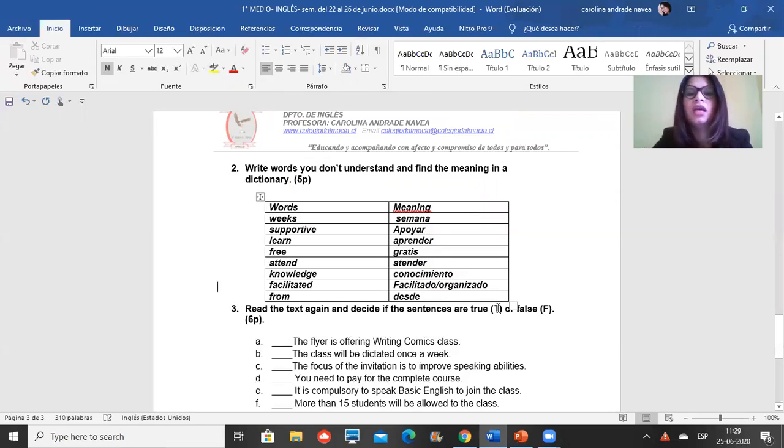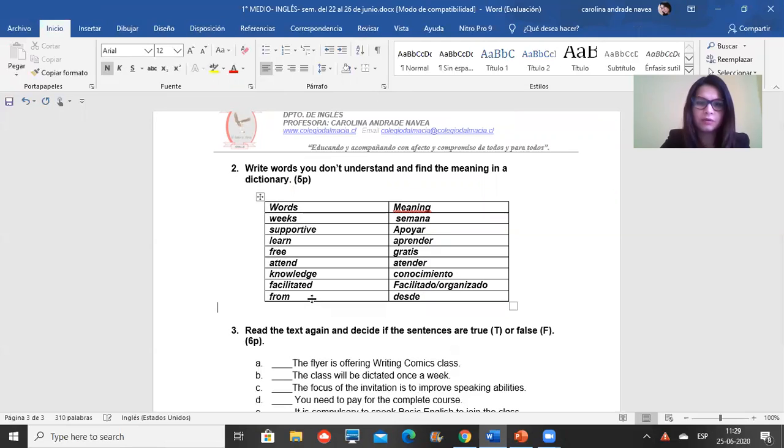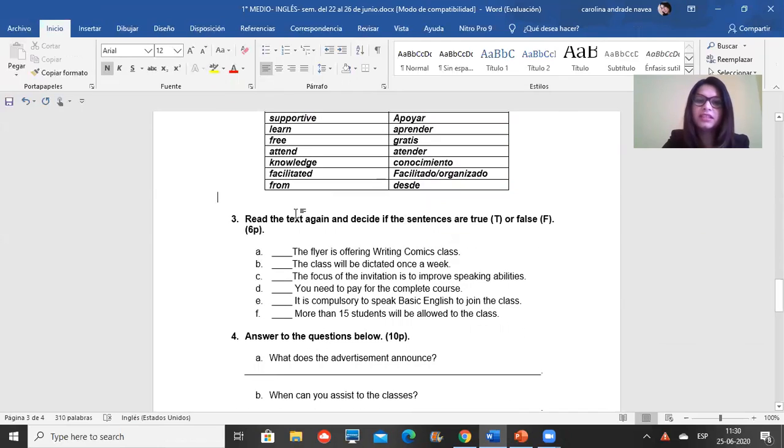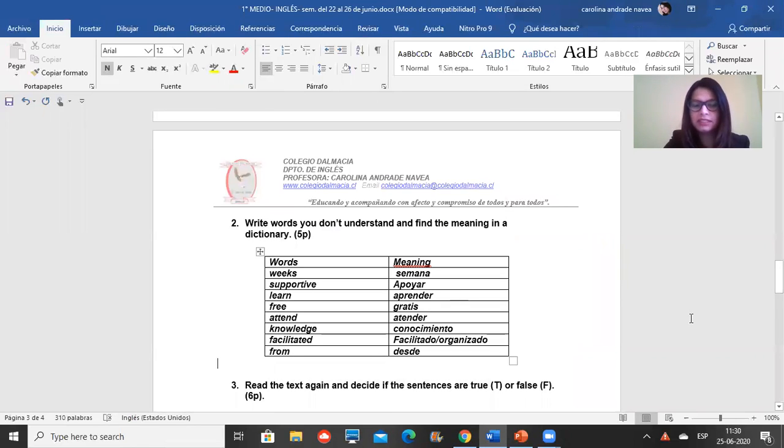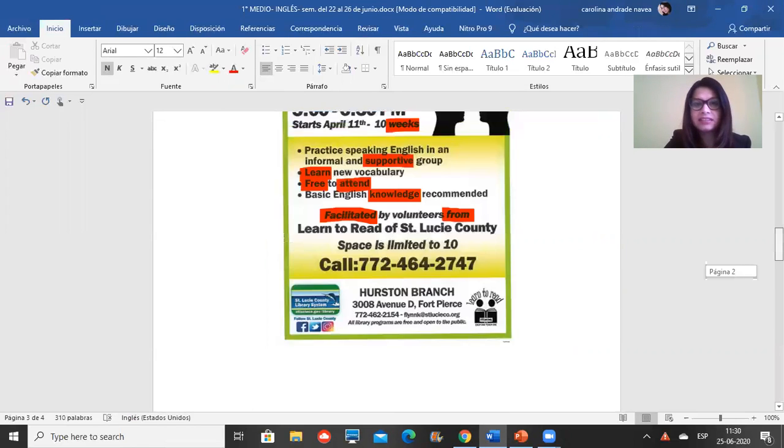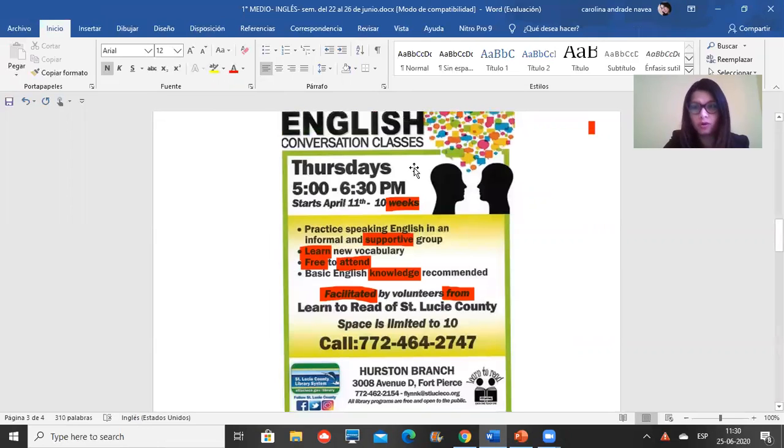Okay, all right, guys. So now we are going to activity number 3. We have to read the text again and decide if the sentences are true. Now, guys, that we already looked for the words and the meanings, we can go back to the text and understand it, all right? Because we looked for the words we don't know, we can understand the text.